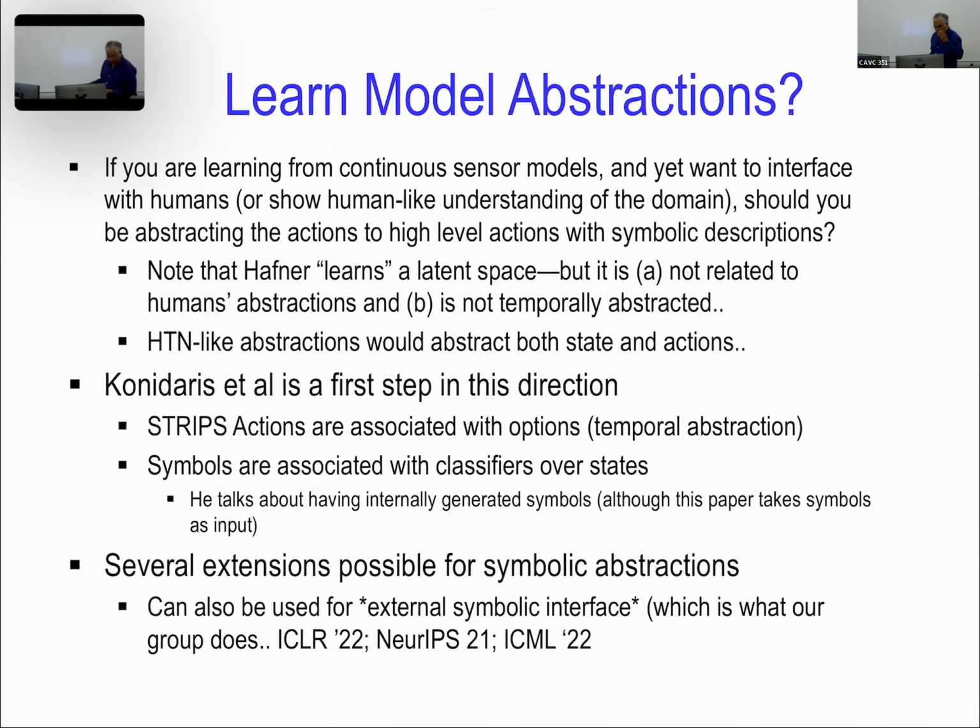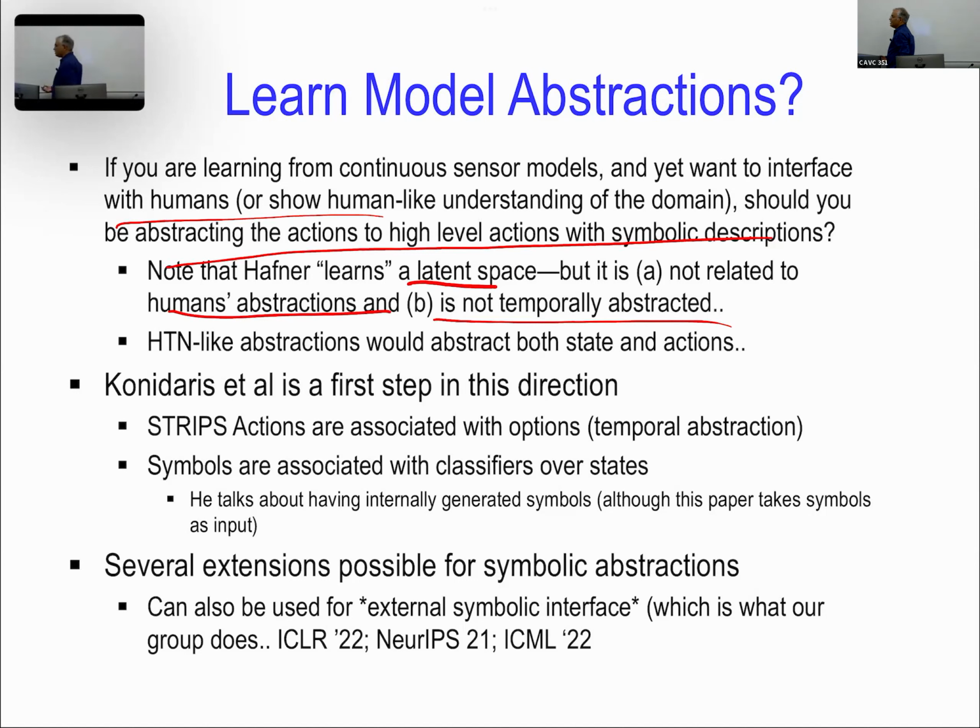Okay. So one of the things we're talking about is that learning model abstractions is important. Eventually, it's even important for the preferences, but certainly important for the models too. If you're learning from continuous sensor models and yet want to interface with humans, should you be abstracting the actions to high level actions in symbolic descriptions? Because they seem to think in some symbolic descriptions. Note that Hafner learns a latent space, but it's not related to the human's abstractions. And it's probably a minor technical point: he doesn't do any temporal abstraction. He does state abstraction, as far as I know.